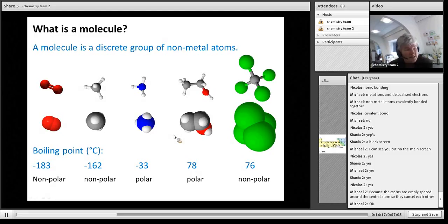Ammonia is polar because the atoms are not symmetrically arranged around the nitrogen atom. Nitrogen has got a lone pair on this side, so the bond dipoles don't cancel out, so it's polar. We also have hydrogen bonded to a nitrogen, and that's important, which we'll talk about later.